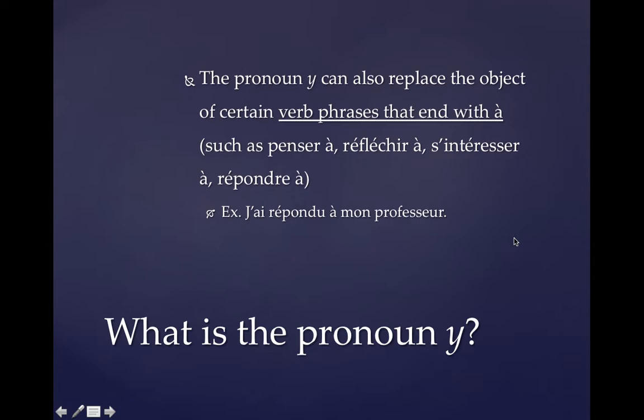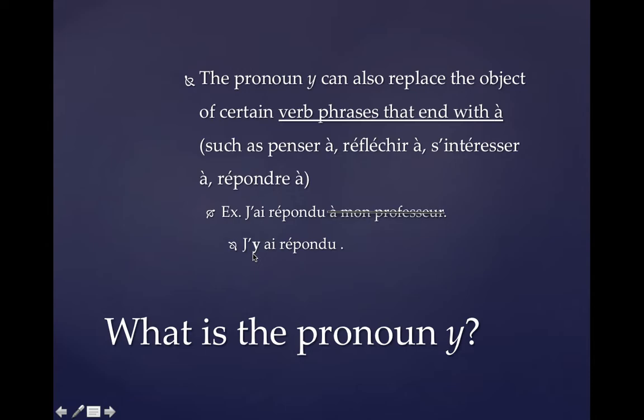If we're going to replace part of this with the pronoun y, we know that we cross that last part out that says à mon professeur. And then we can rewrite the sentence more simply with a pronoun by saying j'y ai répondu. I've responded to him or to her. I know that last year we learned lui is the pronoun for him or her. Most of the time that's true.